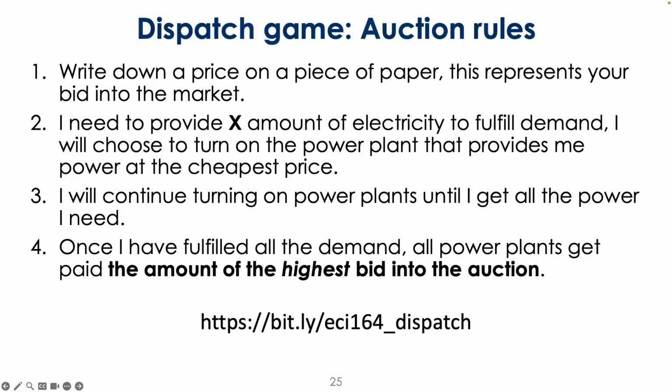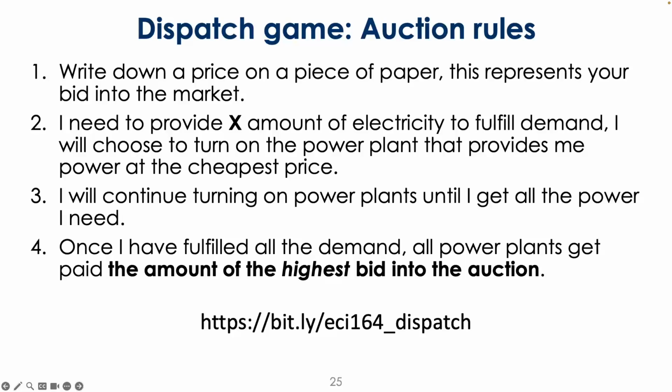So at the bottom, I've got a link. You guys can go ahead, go to that link, and you should be able to choose a power plant. It'll just give you a randomly generated power plant. So what I want you to do is essentially to write down on a piece of paper your bid into the market. So the way a dispatch works is through an auction.